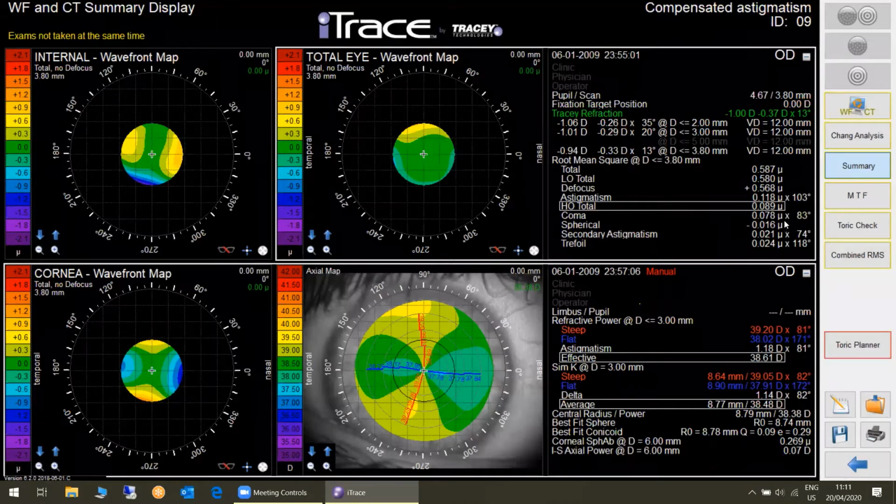There is one other case where you can find negative, or two other cases where you can find negative spherical aberration. One is post-hyperopic laser vision correction, and the second is post-op trifocal, because trifocals will cause negative spherical aberrations.